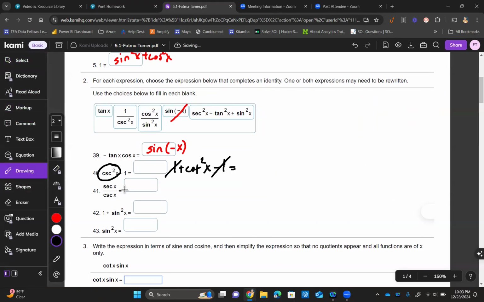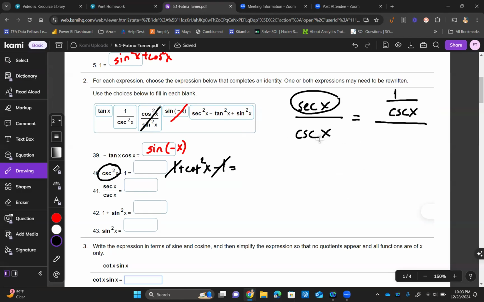For the next one, I am going to look at secant of x over cosecant squared of x, secant of x over cosecant of x. Instead of secant of x, I'm allowed to write 1 over cosecant of x because secant and cosecant are co-functions. And then we're going to divide it by the cosecant of x.